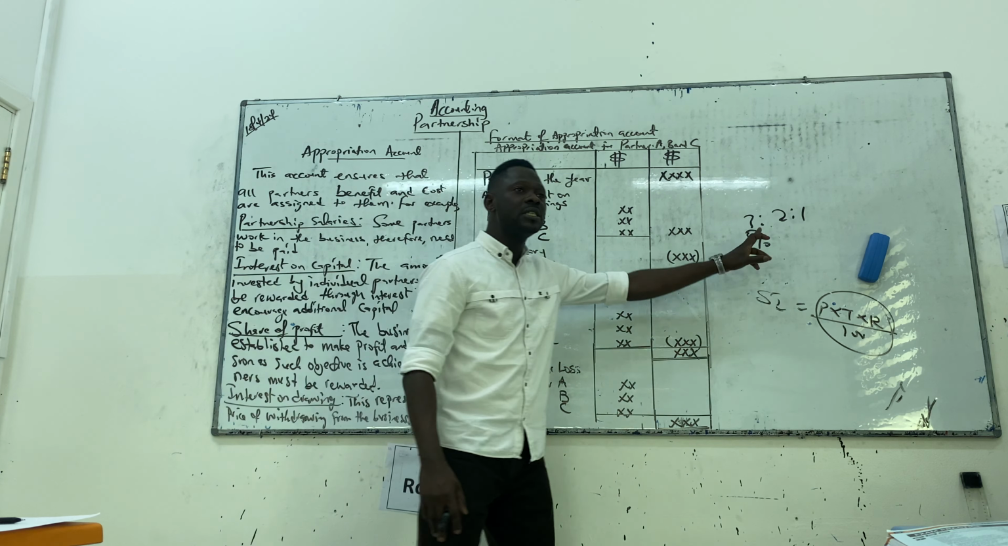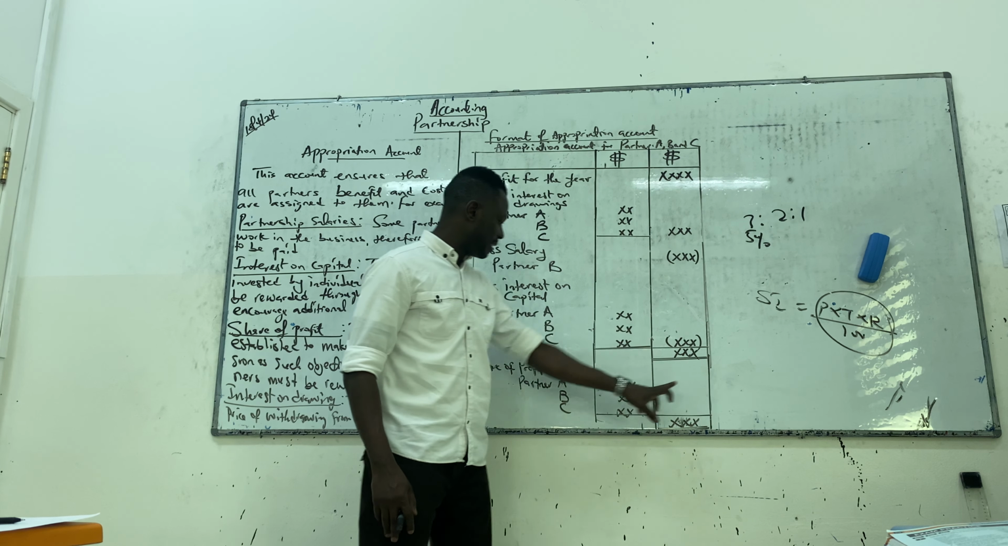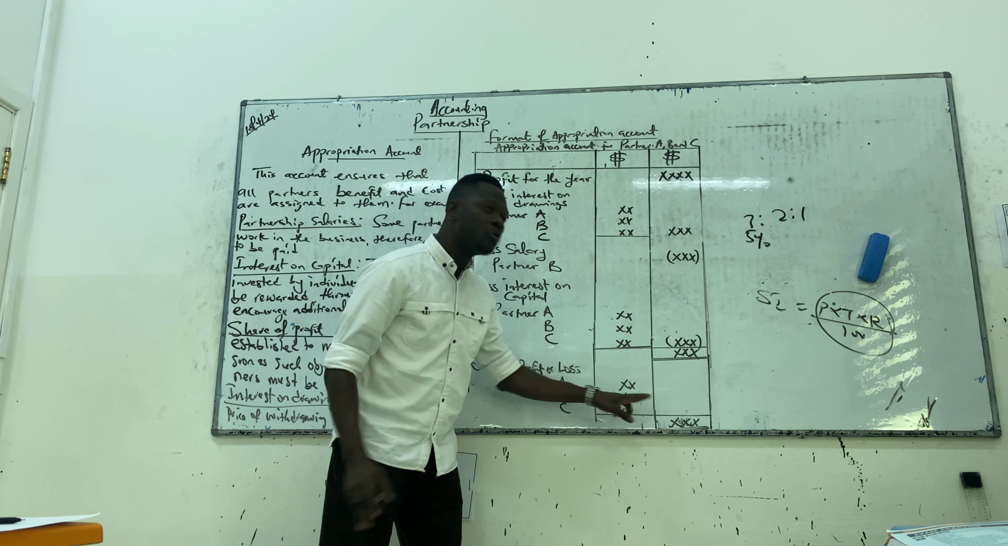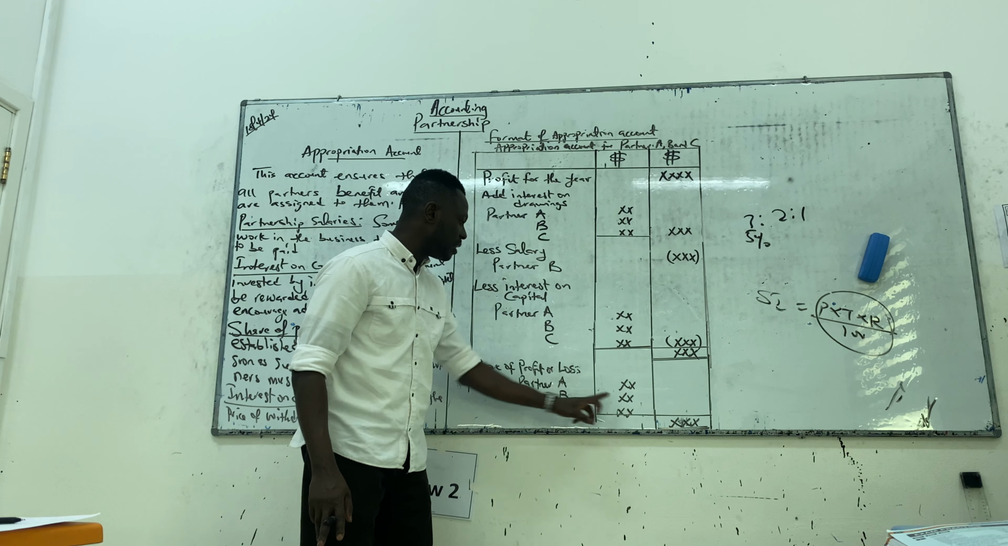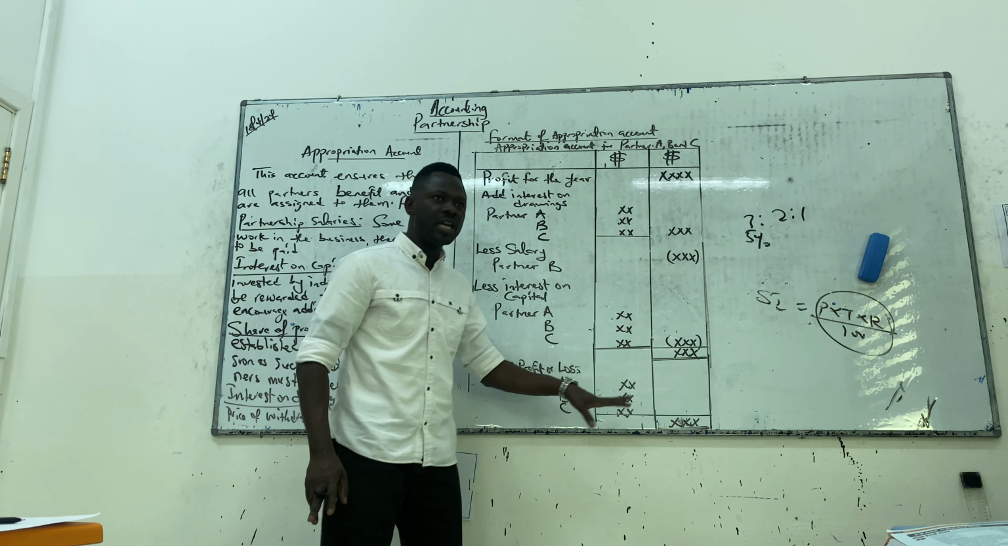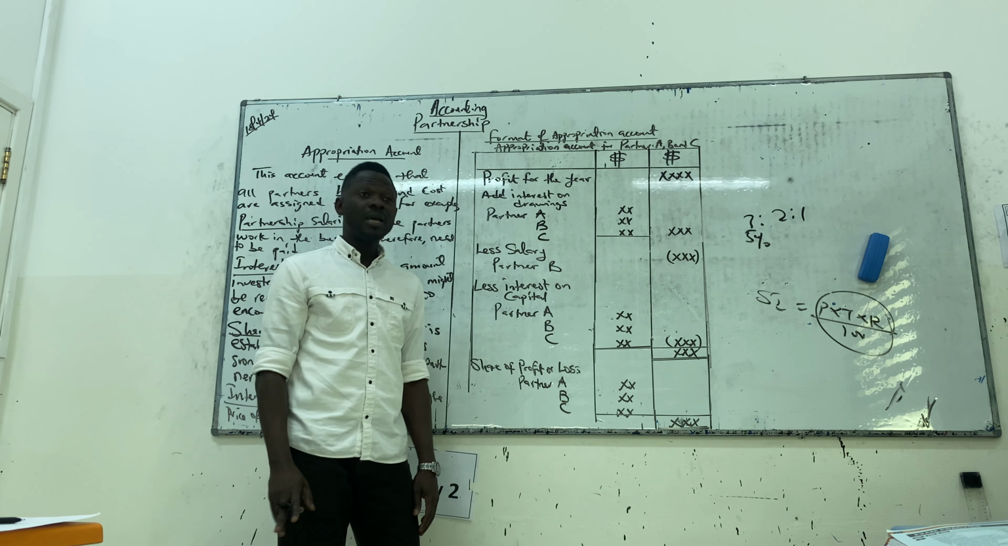So with your ratio, maybe it's 3:2:1. So if the total profit is x, then the share of profit will be, we must end up with x. That means partner A will get his own, B and C. If it is a loss, they have to share it the same way. So this is what we call the appropriation account. Is it clear now? Any question about it?